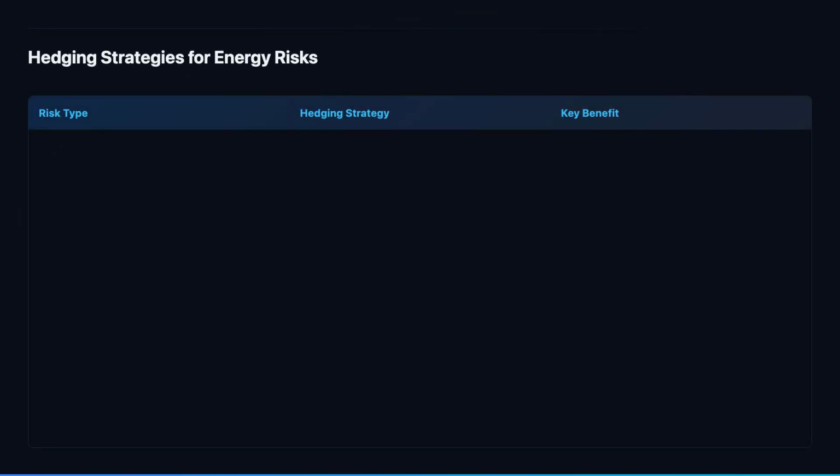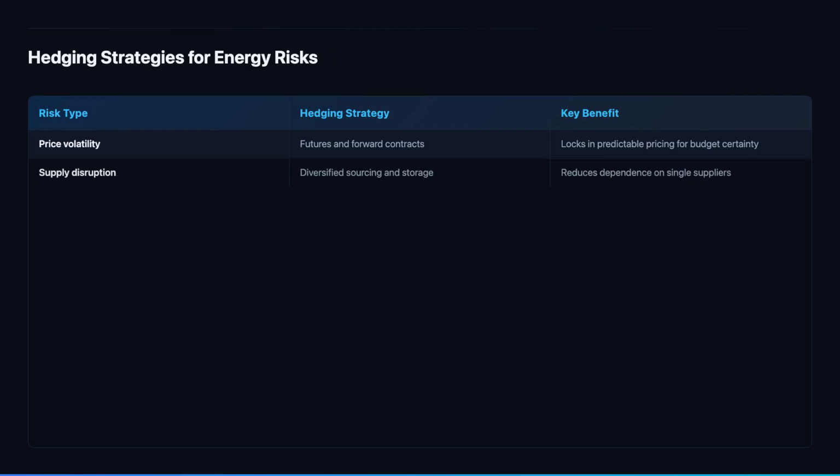Here are the primary hedging strategies mapped to the energy risks they address and their expected benefits. Futures contracts allow us to fix energy prices ahead of time, providing the cost certainty our financial planning requires. By diversifying our energy sources and maintaining strategic reserves, we buffer against unexpected supply interruptions.